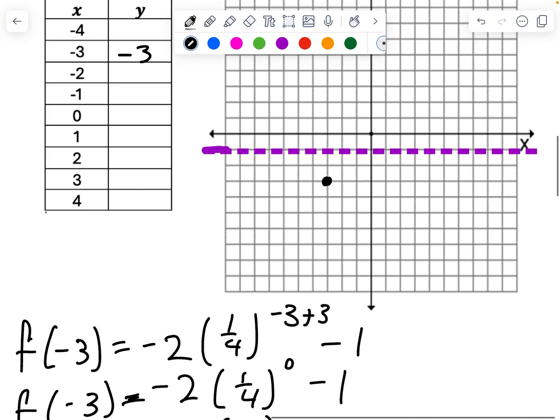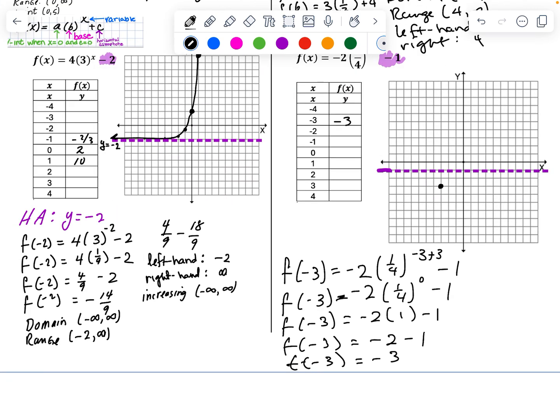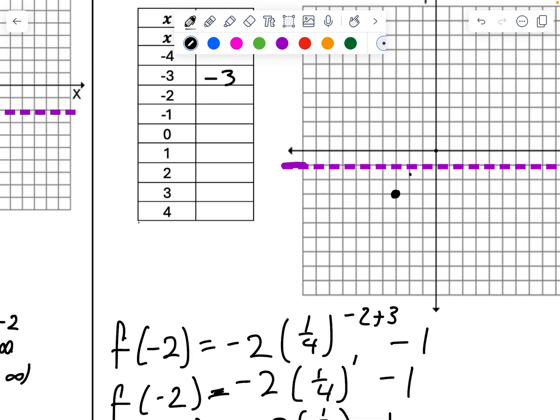All right, let's try negative 2 then, because I think that's going to be plottable. So let's change this to letting x be negative 2. So when x is negative 2, negative 2 plus 3 is 1. 1/4 to the first power is 1/4. That is negative 2/4. Oh, that's a negative 1/2. So negative 1/2 and negative 1 is negative 1 1/2. So that would be right there.